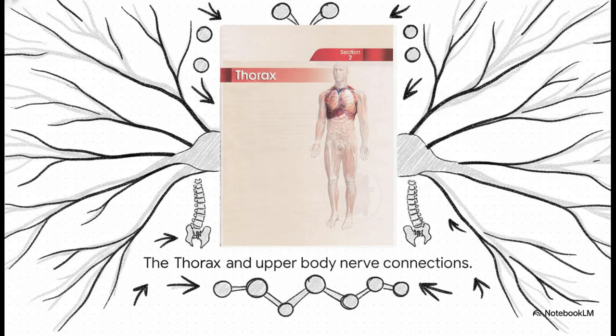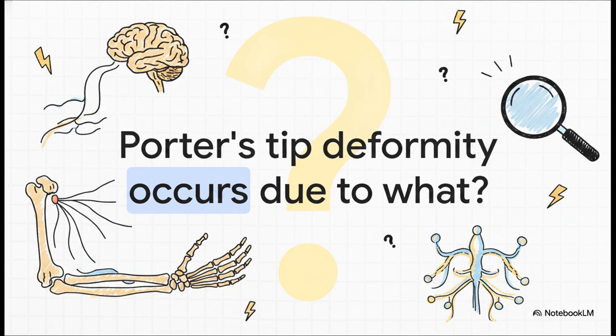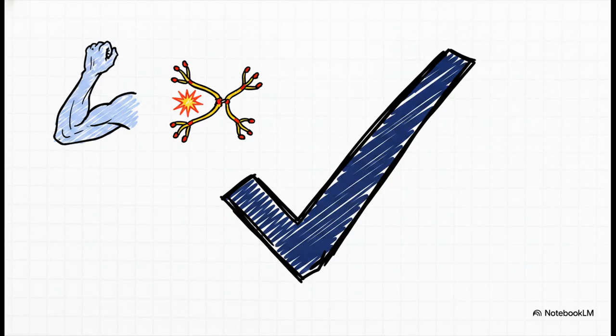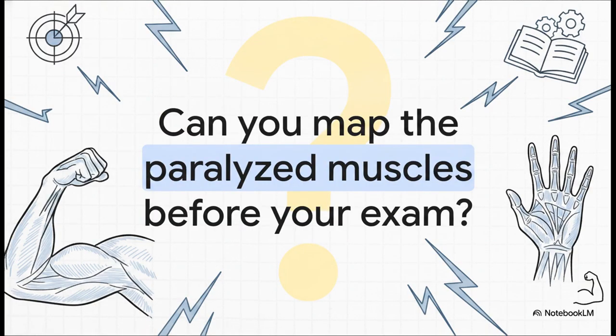Remember, this limb innervation comes strictly from anterior primary rami, mapping straight onto the thorax. Let's quickly test your attention. Porter's tip deformity occurs due to what specific nerve lesion? Well, if you visualized Erb's paralysis and the upper trunk, you are absolutely right. Spot on. So, could you map those exact paralyzed muscles? And what if the middle trunk failed alone? Keep grinding.